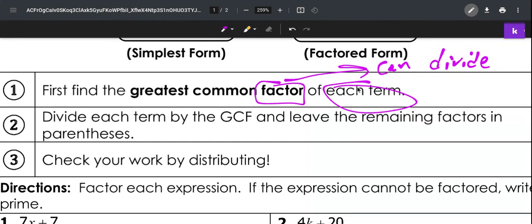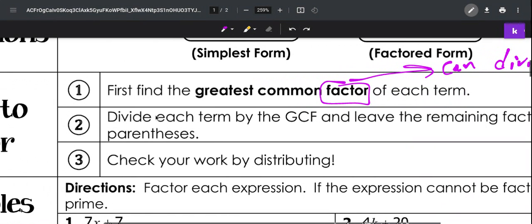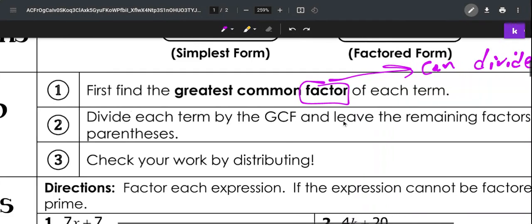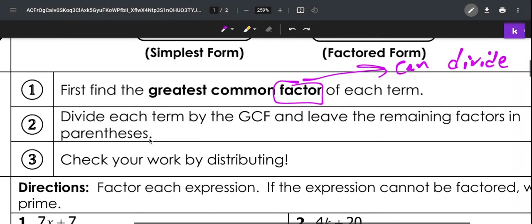So we want to know the biggest number that divides each term, and it has to be the same number. So what number do they have in common that will divide both of them? And we want to find the biggest. Now, once we find the biggest, we're going to divide each term by that GCF and leave the remaining factors in parentheses. So I'll show you how to write that.